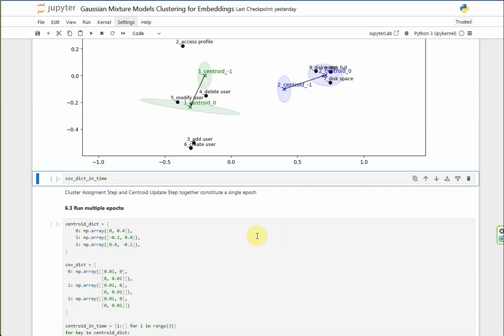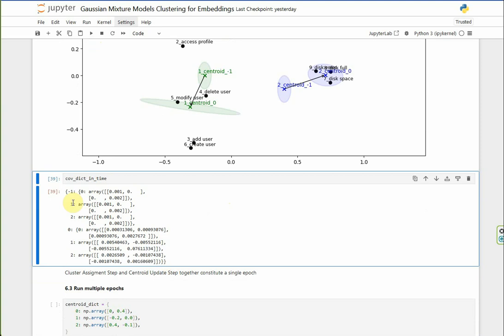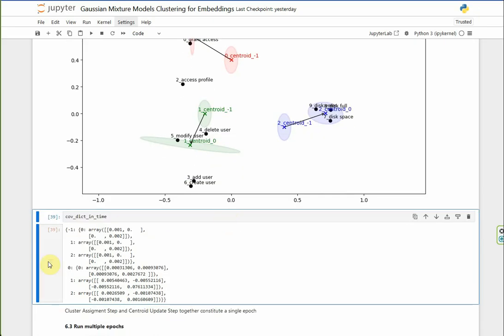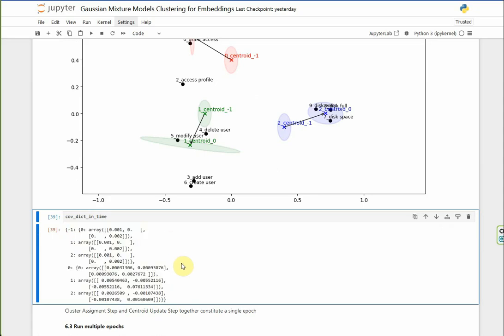So these are our two steps, the cluster assignment step and the centroid update step, in the case of Gaussian mixtures, where we use Gaussian distributions instead of just centroid points or mean points for the clusters. And here is the illustration of the update of the covariance matrix. Basically, that explains this figure, how the elliptical shapes changed before and after the update. This can be seen straightforwardly from this covariance in time dictionary.